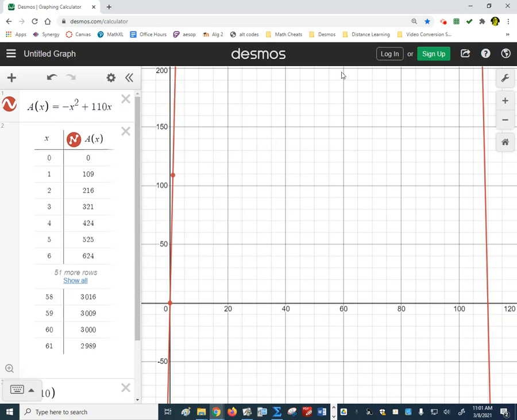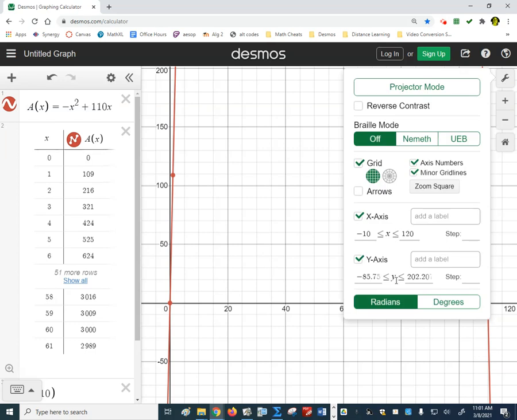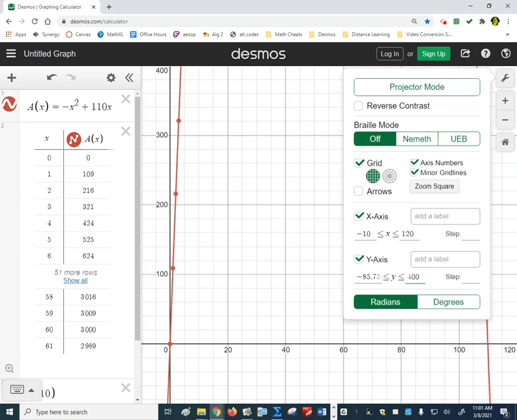But now I don't see the vertex, right? I need to see the vertex. So pretend I don't know how high the vertex is. I'm going to go into my graph settings, go down to the y-axis, and mess around with this until I get a value that works for the top value. What if I tried something like 400? That's not big enough. So maybe I have to make it a little bigger.